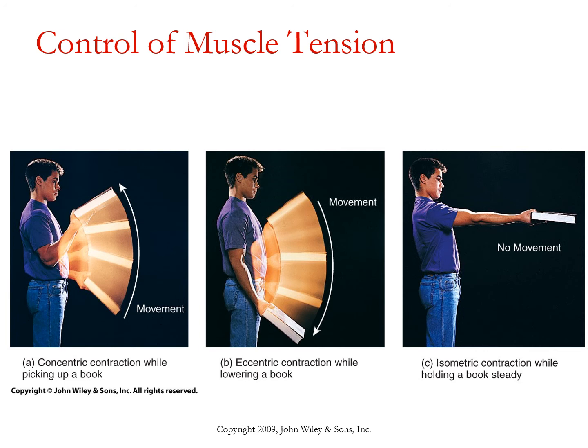And then holding an object steady, your muscle length is not changing, but the muscles are contracting. That is called an isometric contraction.